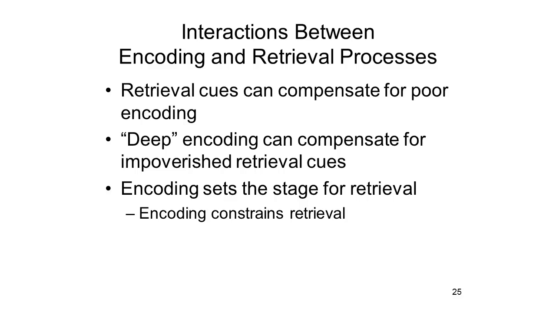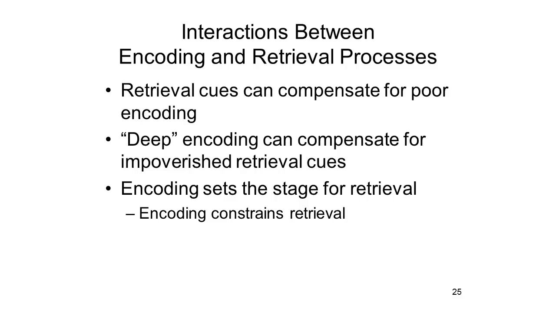Encoding sets the stage for retrieval. It sets the conditions under which retrieval will be successful. And in that way, encoding can constrain retrieval. They're not exactly independent processes. Consider the following cued recall test, and no fair looking back.